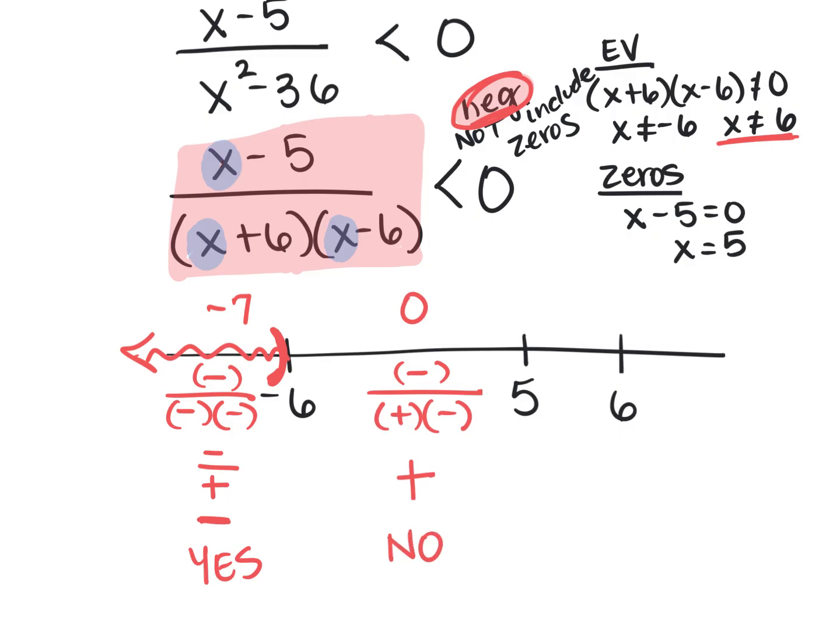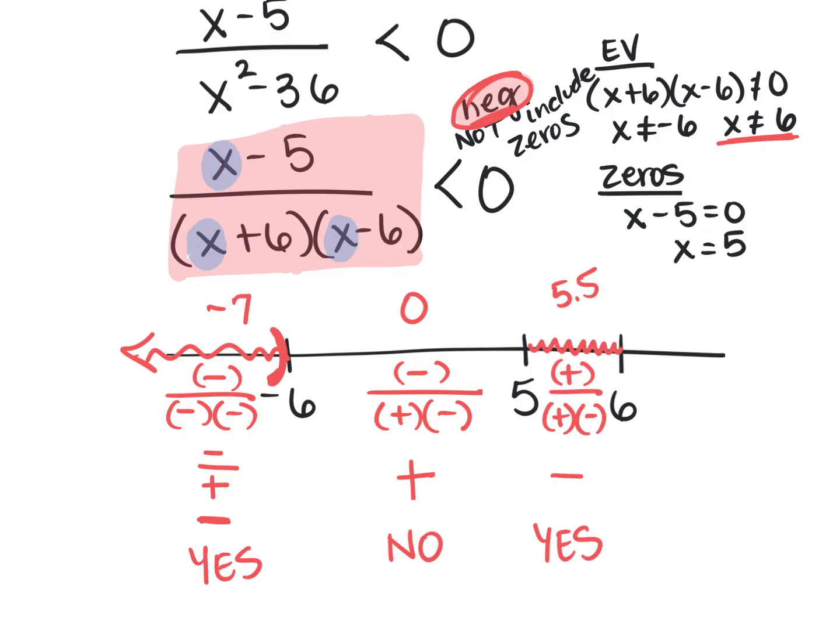Now, between 5 and 6, I'm going to have to use a decimal or a fraction, so I'm going to use 5.5. If I have 5.5 and I subtract 5 from it, that's going to leave me with a positive in the top. 5.5 plus 6, of course, is positive, but then 5.5 minus 6 would be negative. So that whole section is negative. So this is included in the solution set.